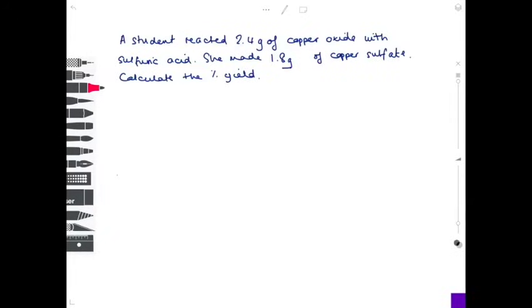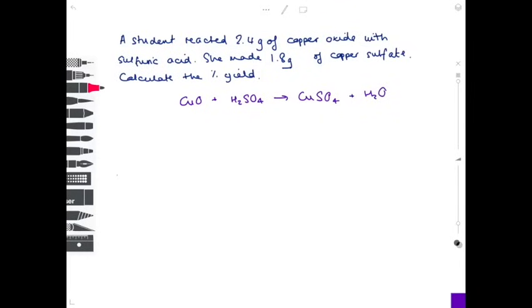Now they can be more difficult than this, so I'm going to show you that example now. Let me talk you through a slightly more complicated version. A student reacted 2.4 grams of copper oxide with sulfuric acid. She made 1.8 grams of copper sulfate. Calculate the percentage yield. As always, we need to start with a balanced symbol equation. That will be copper oxide plus sulfuric acid, which is H2SO4, forms copper sulfate, CuSO4, plus water. And then step back and double check that it is balanced, and it is.